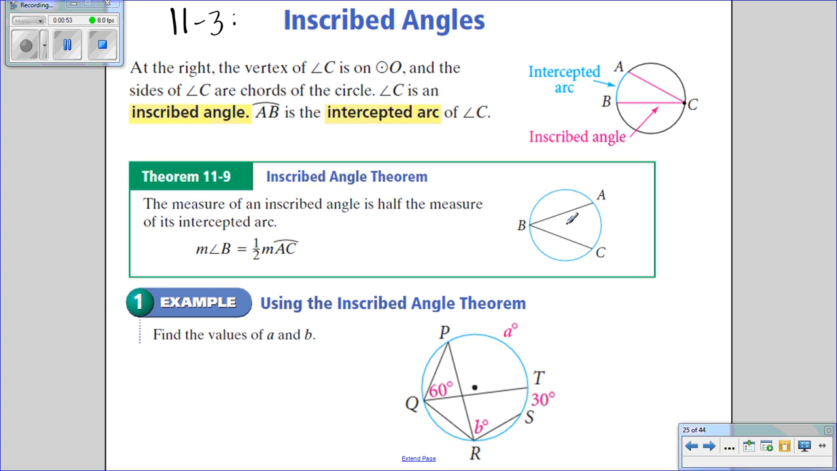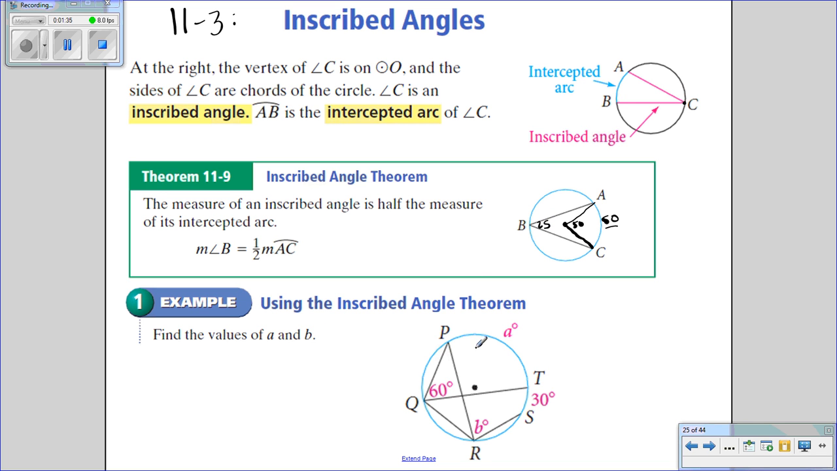Now what we have to remember is the central angle, which is an angle whose vertex is in the center. Let's say this was 50. The arc that goes with a central angle is the same. Those are both 50. So if we go back to this concept, an inscribed angle is half of that measure. If this arc is 50 degrees, this angle would be half of that, which is 25. That's kind of how this concept works.